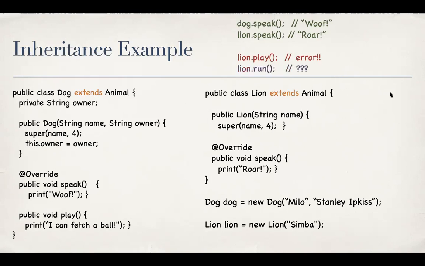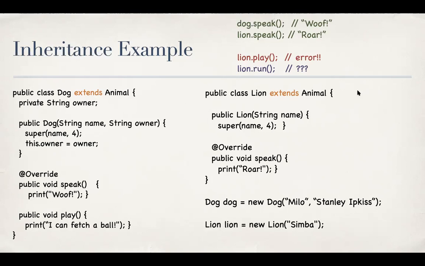On the other hand, dog.play, the compiler will be able to find this method and execute it and print I can fetch a ball. Now, food for thought, what happens if you do a lion.run? The run method is not here. Will that be a compile time error, or will that be something else?